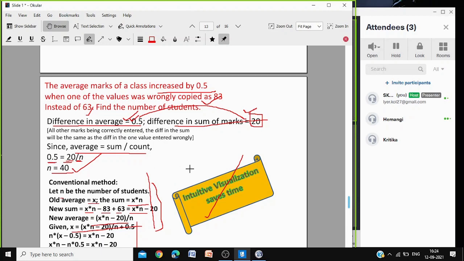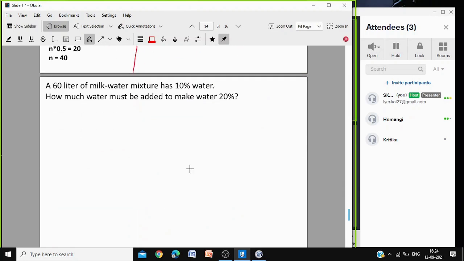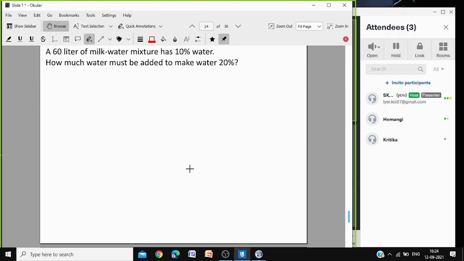Got it, Betty? Yes, sir. We are comparing how you would normally do it and how you can do it quickly. And the time you save, you can employ for some critical or tricky sums, or some reasoning or something else.